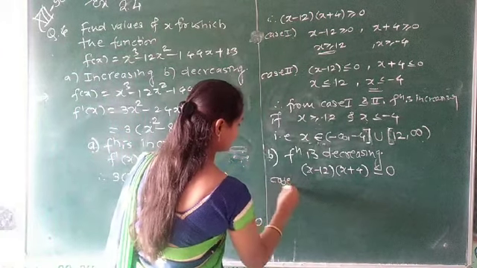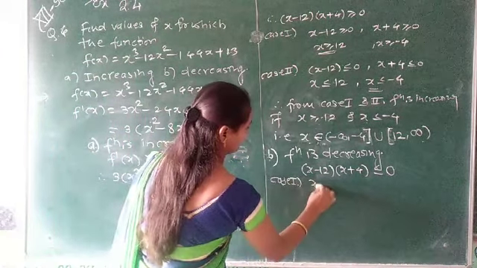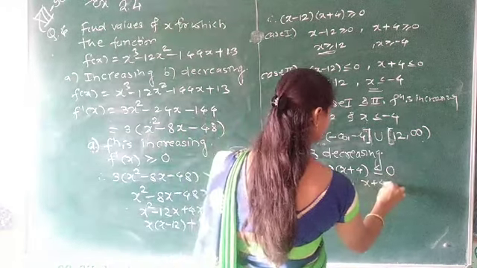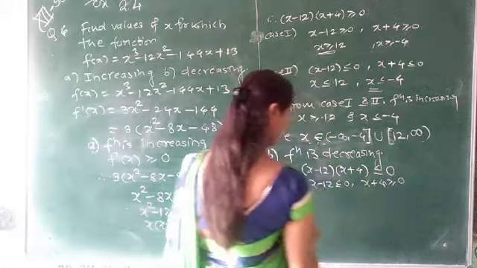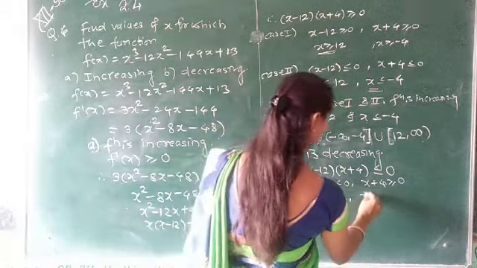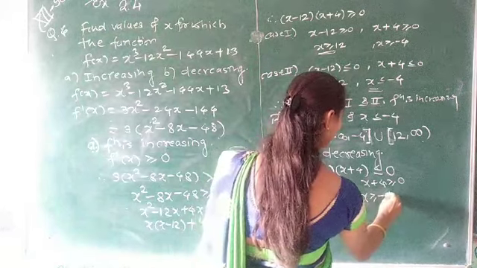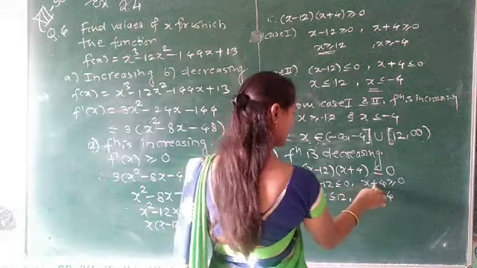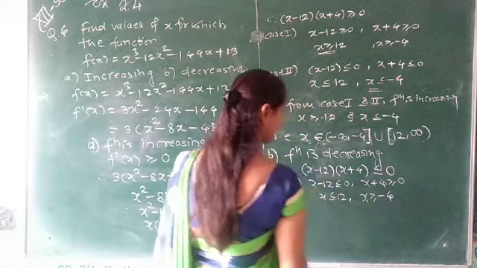So case first, x minus 12 less than or equal to 0 and x plus 4 greater than or equal to 0. Hence we will get x less than or equal to 12 and here x greater than or equal to minus 4. Here it was minus 12, so it becomes plus on that side, and here it was plus 4, so on that side it becomes minus 4.